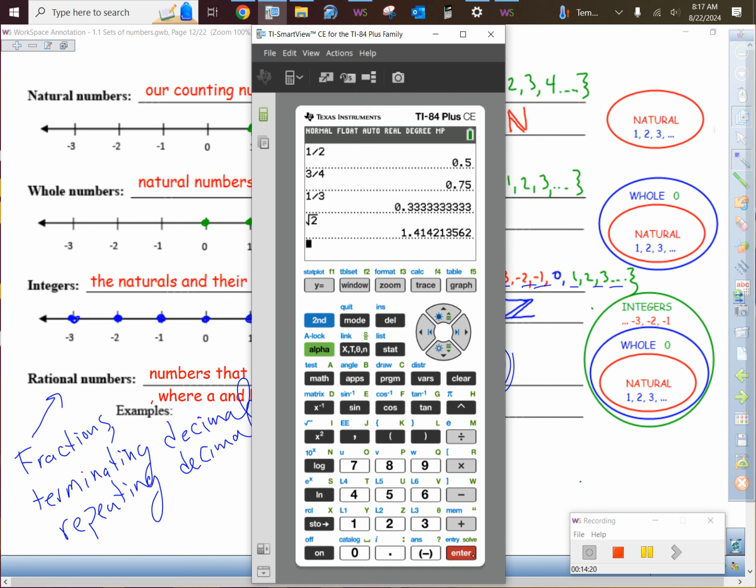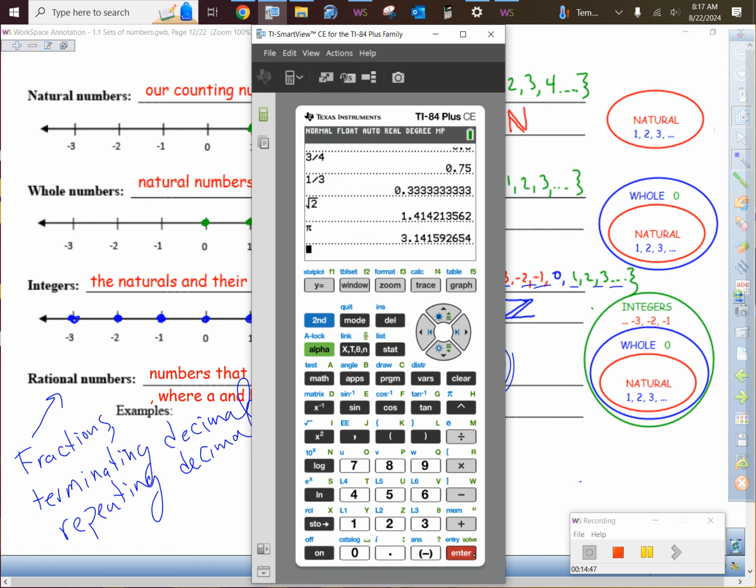Let's bring you back to the super weird guy. You remember that dude? What's that guy called? Pi, you already know that that goes on forever and ever. It's 3.14159, blah, blah, blah. There is no pattern to it whatsoever. Those are not rational numbers. I can't write it as a fraction, right?